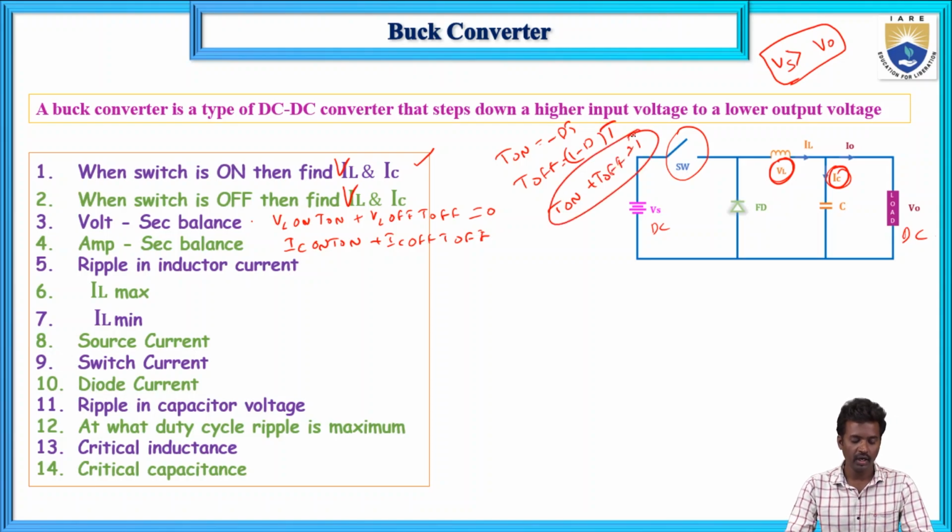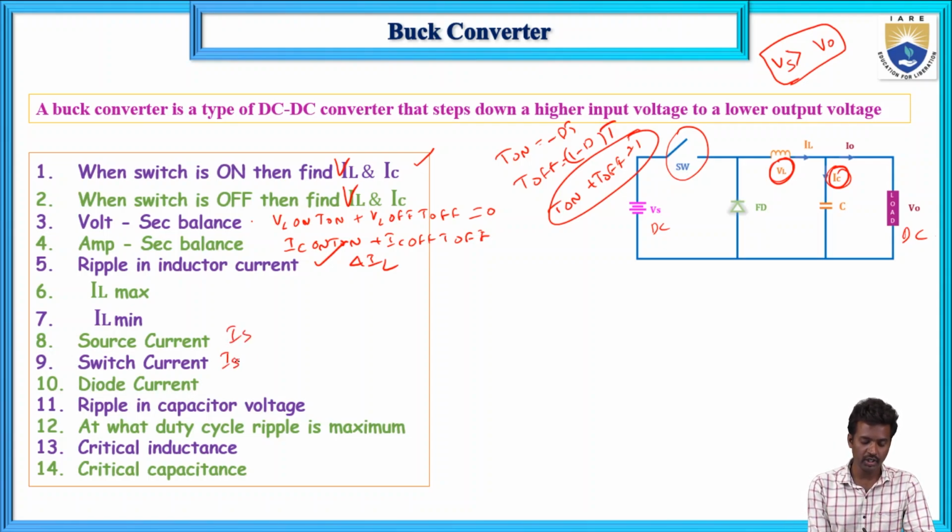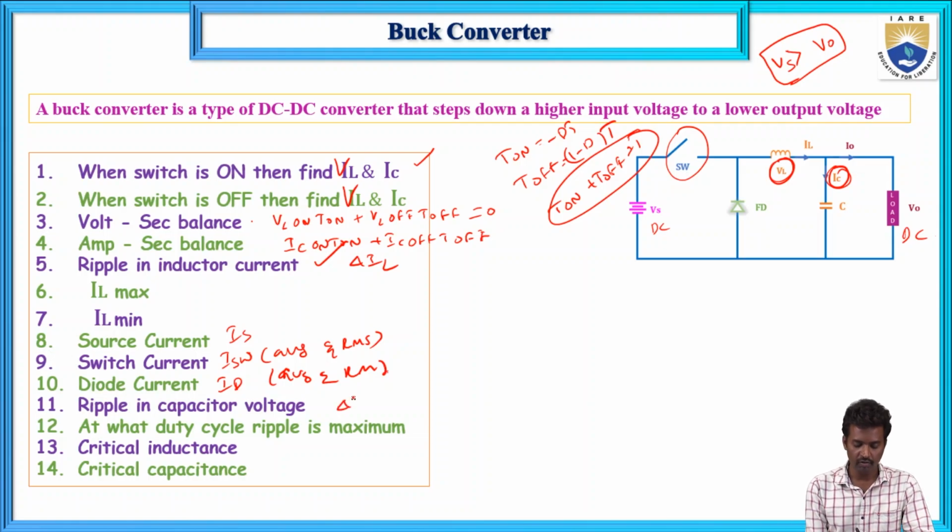This is the scenario. Next, the ripple in the inductor current delta IL, then IL maximum, IL minimum, the source current IS, the switch current ISW, and the diode current. For these we find the average value and RMS value. In the same way, the average and RMS values, and the ripple in the capacitor voltage, delta VC, and at what duty cycle the ripple is maximum, and the critical inductance and critical capacitance.